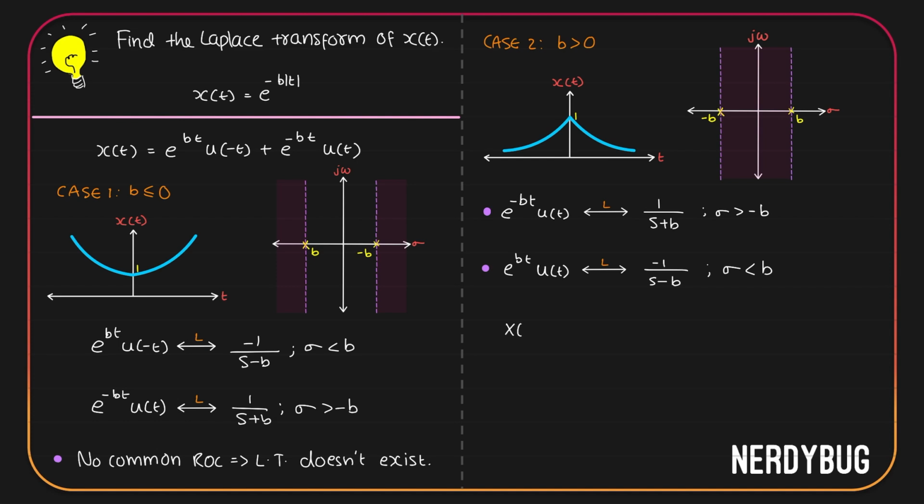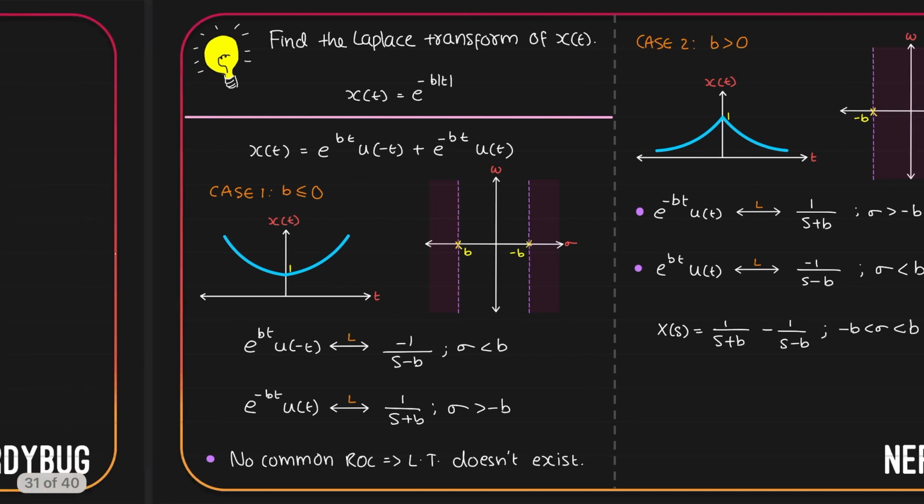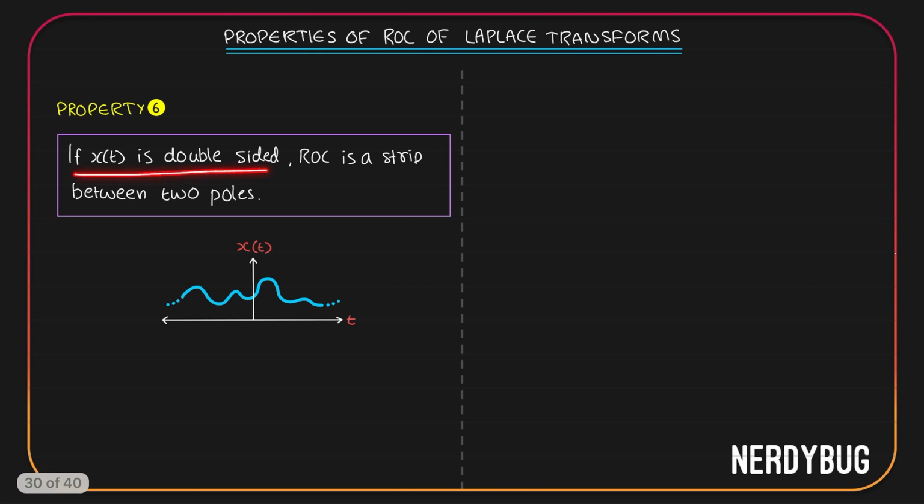So we can write X(s) is equal to 1 by s plus b minus 1 by s minus b, and its region of convergence is minus b less than sigma less than b. It is a strip between two poles, minus b and b. This is what we learned in the last property. If x(t) is double-sided, the ROC is a strip between two poles.